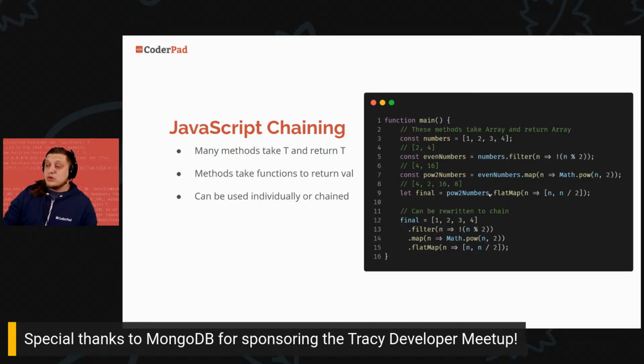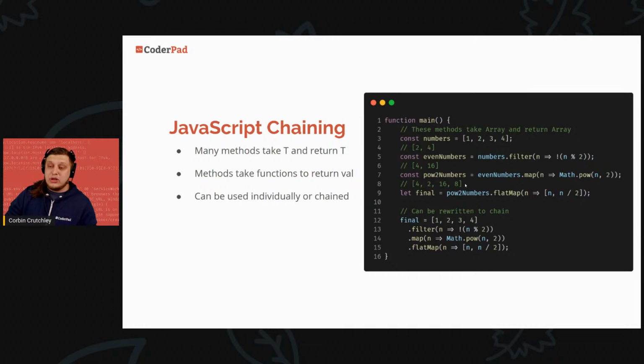But here, when we're doing flat map, we're able to return an array and have it flattened down into that initial array, right? They can also be used individually like this, or because they all return arrays, we can also chain them together, right? So the code from 2 to 9 is exactly the same as 12 to 15. It does the exact same operations.